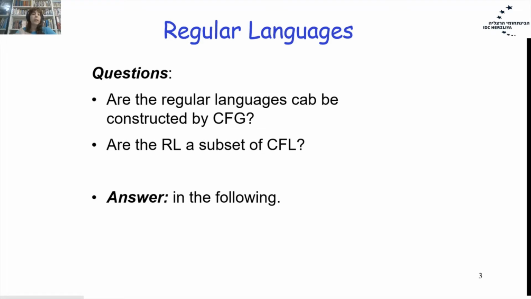We can ask ourselves several questions. Can regular languages be constructed by a context-free grammar? Are regular languages a subset of context-free languages? We will answer in several minutes' time.